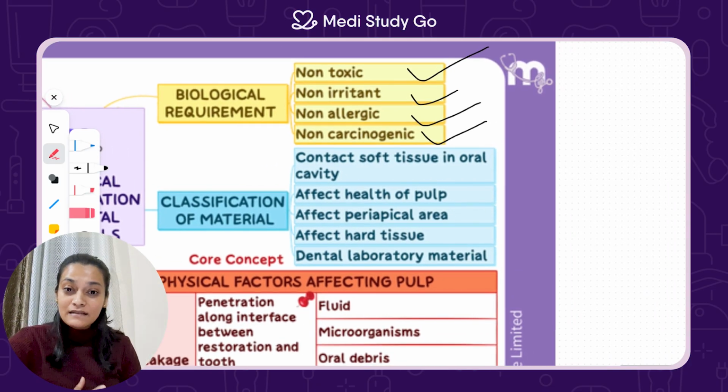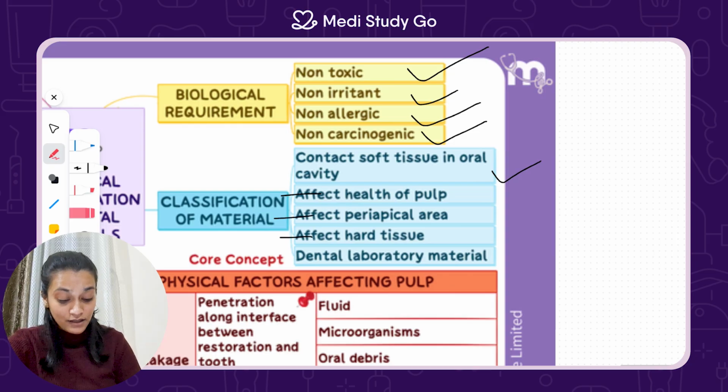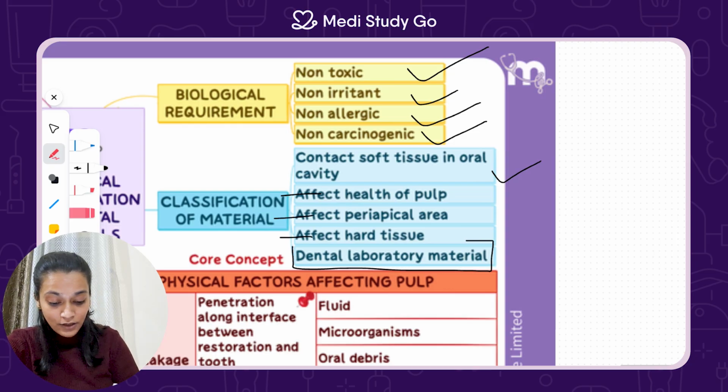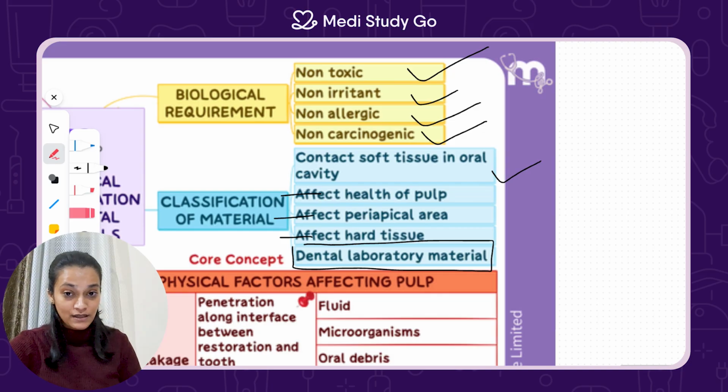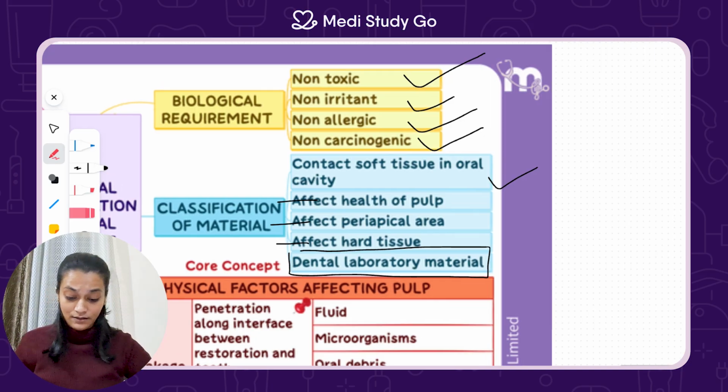Now, materials can be classified very easily depending on where they are placed. Are they in contact with soft tissue? Do they affect pulp, periapical tissue or the hard tissue? And the materials that are used in dental laboratory. Based upon that, we know what it is going to come in contact with.